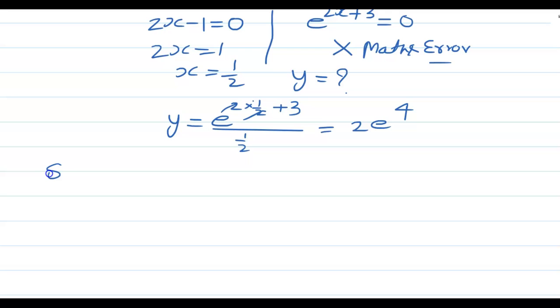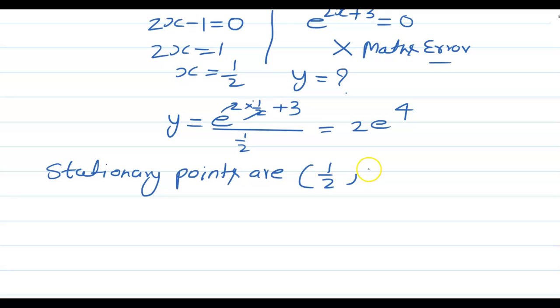So our stationary points are x is half and y is 2 e to the power 4. This will be your final answer.